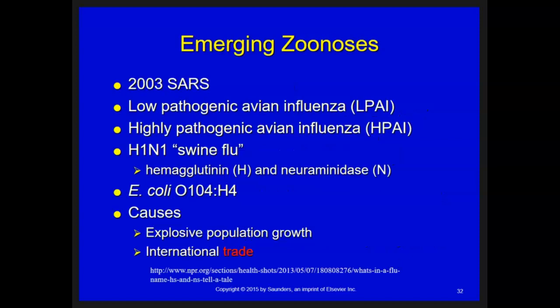There is human ehrlichiosis, and then the emerging zoonosis that we need to briefly be aware of or discuss is SARS in 2003. Boy, that's come back around. And then the avian flu, the bird flu, swine flu, H1N1 that's always going around, E. coli O104:H4. And the causes are the explosive population growth and international trade, and I would say travel as well. And that concludes our discussion of zoonotic infections.